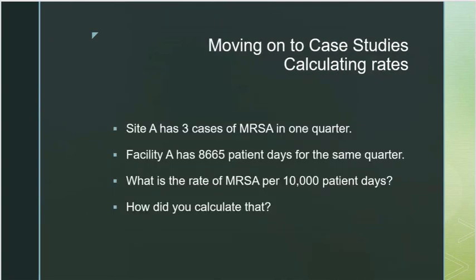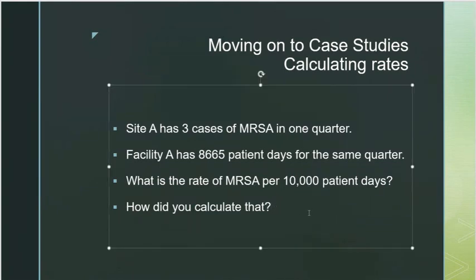Moving on to case studies calculating rates. We will go over some questions related to the respiratory and definitions at the end of the presentation. This is based on the surveillance presentations that I've done over the last 2 sessions. Site A, I'm not going to give it a name, has 3 cases of MRSA in 1 quarter, and it has 8,665 patient days for that same quarter. What is the rate of MRSA per 10,000 patient days, and how did you calculate that?